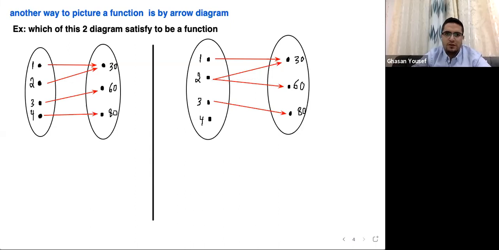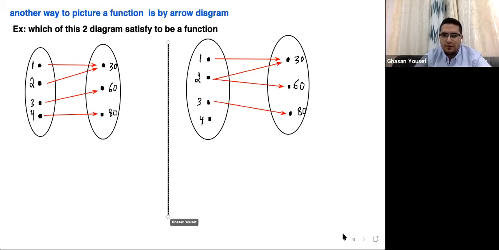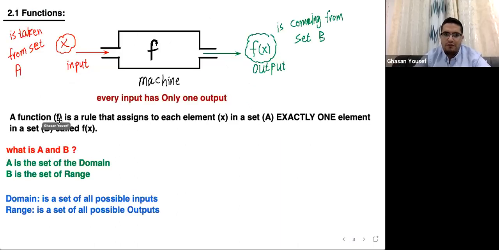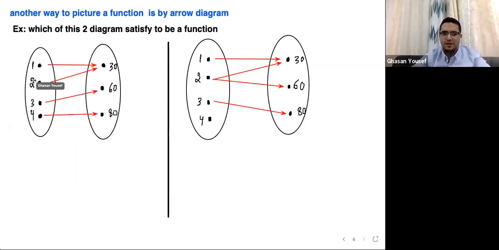Okay, for the first diagram, does this diagram represent a function? First of all, to know the answer, we have to go back to the definition. A function f is a rule that assigns to each element x in a set A exactly one element in a set B called f of x. So every element in set A, x, should take only one element in set B. This is my set A, this is my set B. Does this diagram represent a function?